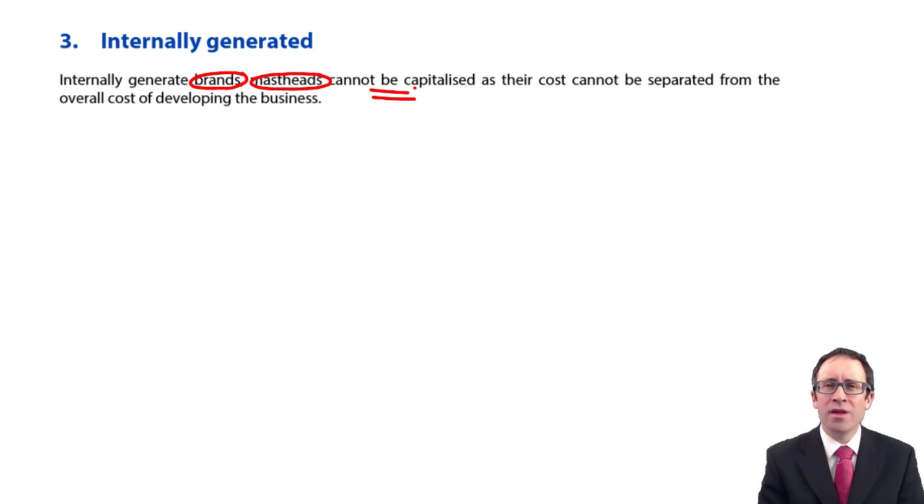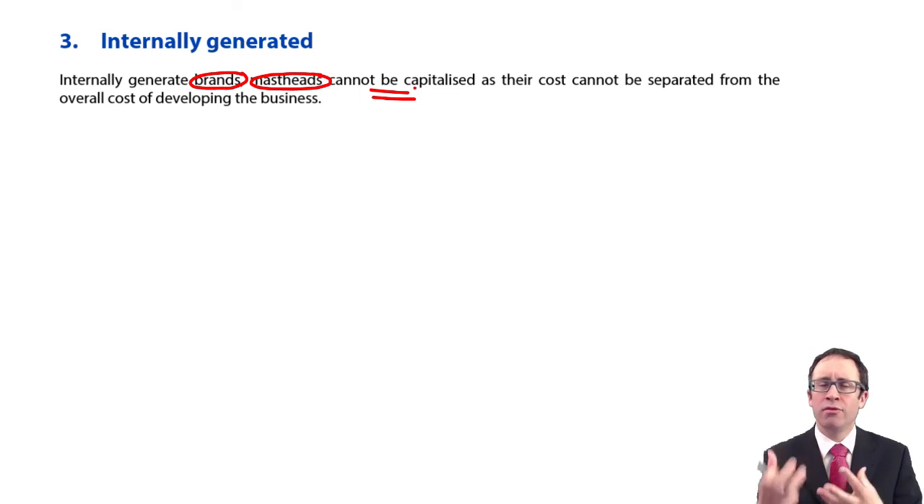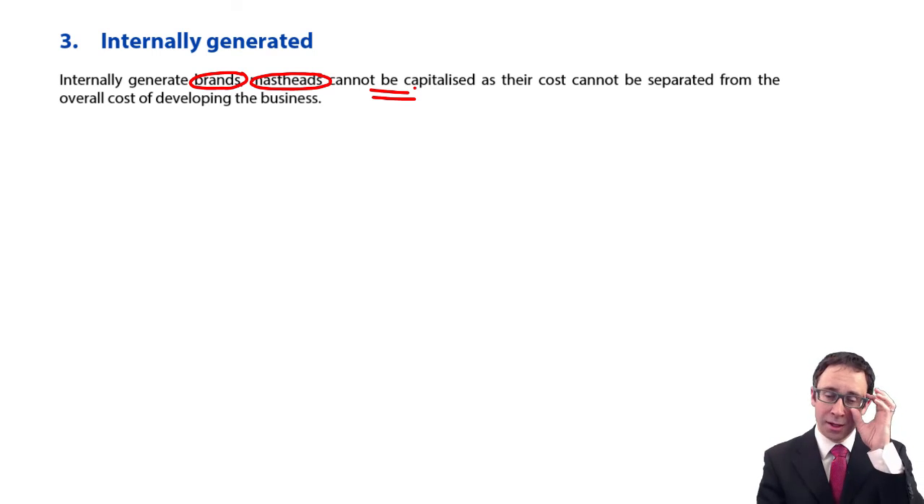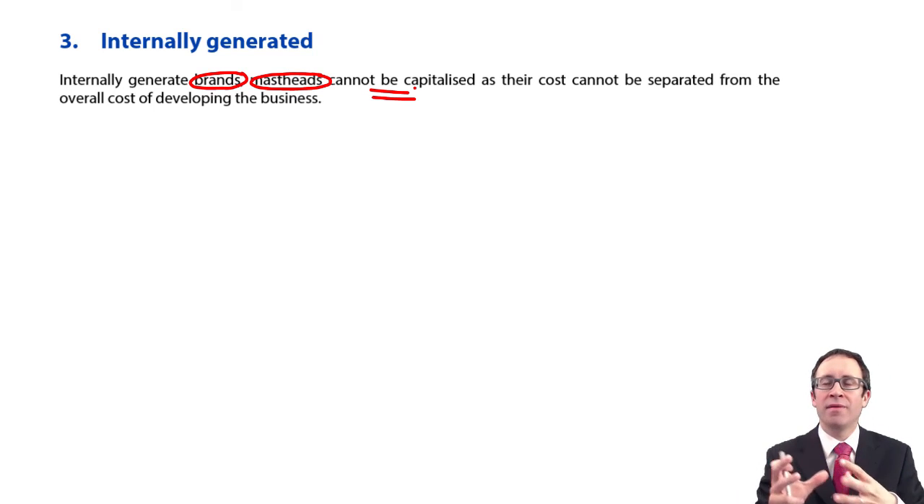But is that money that you're spending specifically on the brand? Is it specifically on the masthead, the title that you have on your magazine or on a newspaper? You're actually spending money on the overall business and trying to improve the fortunes of the overall business. So we can't really separate that expenditure out from the expenditure on the overall business itself. Therefore, we cannot capitalize it. So whenever you see expenditure on brands or mastheads, that cannot be capitalized within the individual company accounts.